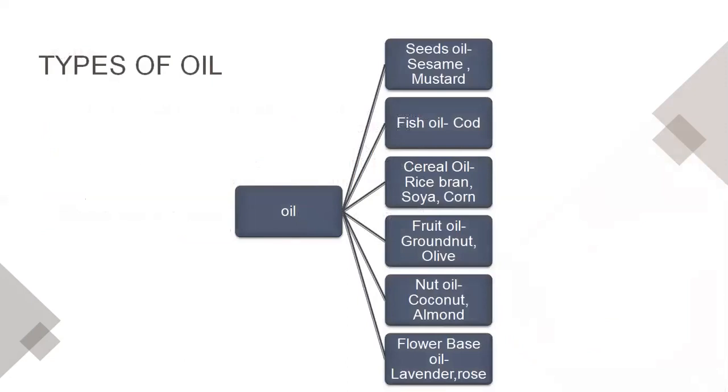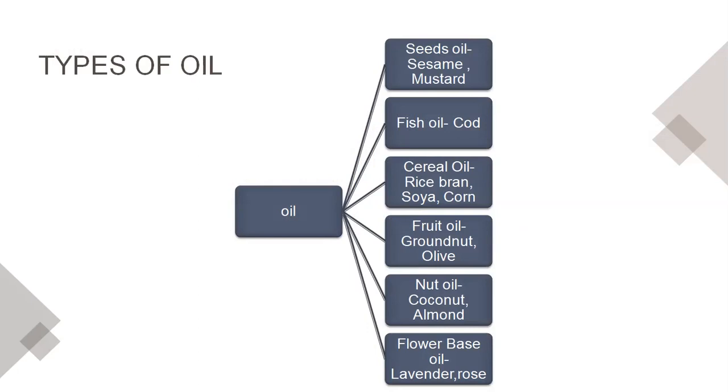Now these oils are also divided into different categories, named by what they are obtained from. First is seed oil. The oils which are extracted from seeds come under that, like sesame seeds, sesame oil, mustard seeds, mustard oil. The second is fish oil. For example, the cod liver fish, which is an oily fish. The oil is extracted from that fish.